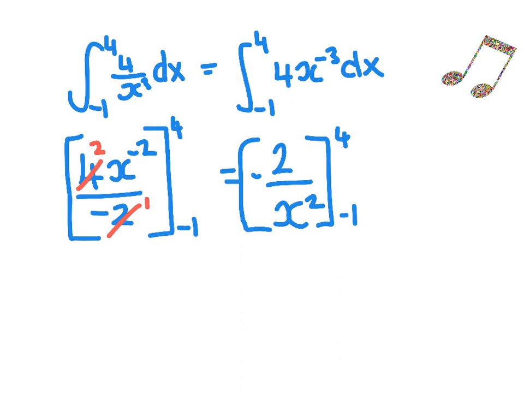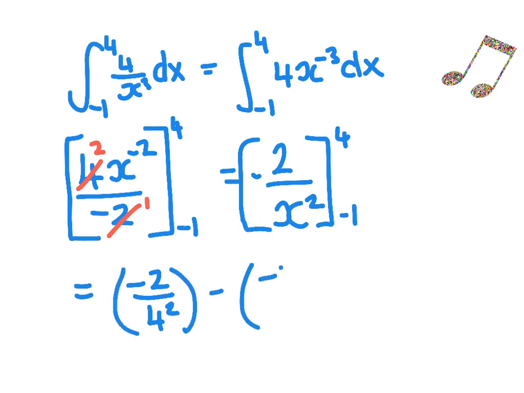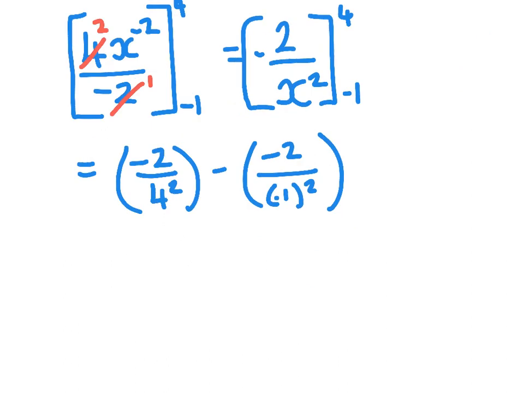Now I'm ready to substitute in. I don't want to see anyone trying to substitute into powers that are negative. So negative 2 over 4 squared, take away negative 2 over negative 1 squared. Do not try to evaluate on this line, we're only substituting. We'll start to evaluate now. So that's the same as negative 2 over 16, which is the same as negative 1/8.